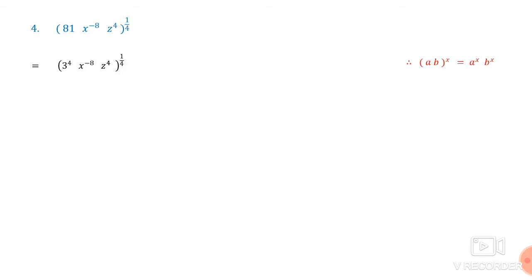Applying the law of exponent, we have a whole exponent. The whole exponent is applied with the bases. It means (ab) exponent x is equal to a exponent x multiplied by b exponent x. So applying this rule here, we will have 3 exponent 4 having whole exponent 1 upon 4, x exponent minus 8 having whole exponent 1 upon 4, z exponent 4 having whole exponent 1 upon 4.